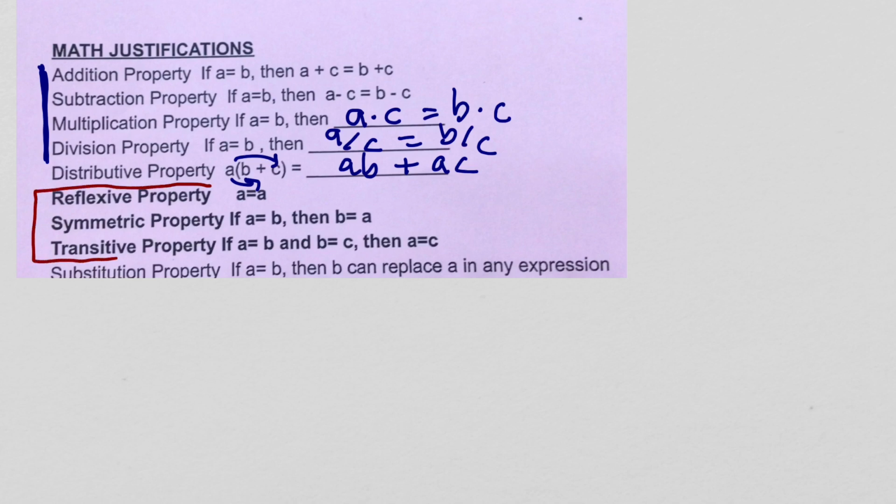One is called reflexive property, A equaling A. Another one's called symmetric. If A equals B, then B equals A. And then transitive property, if I have A equaling B and at the same time B equaling C, then I could definitely say A equals C. And then there's also something called substitution property, that if I have two things equal to each other, I can then replace A with B anywhere in that expression.